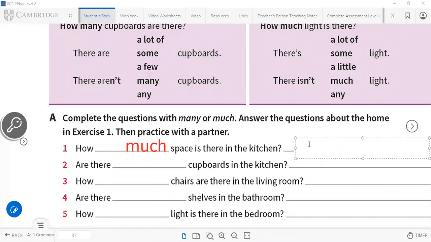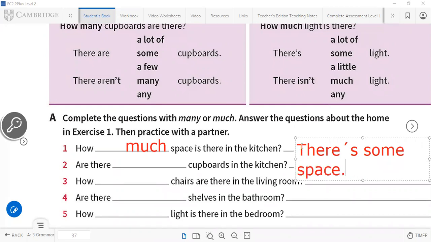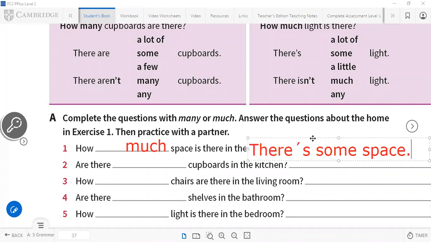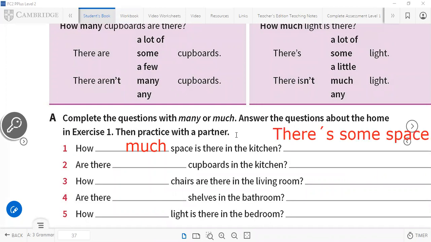We can say, for example, there, because that is uncountable, we use there's. We are going to use there's, or there is, it's the same. There's some, for example, some space. Some space, period. So that's one of them.